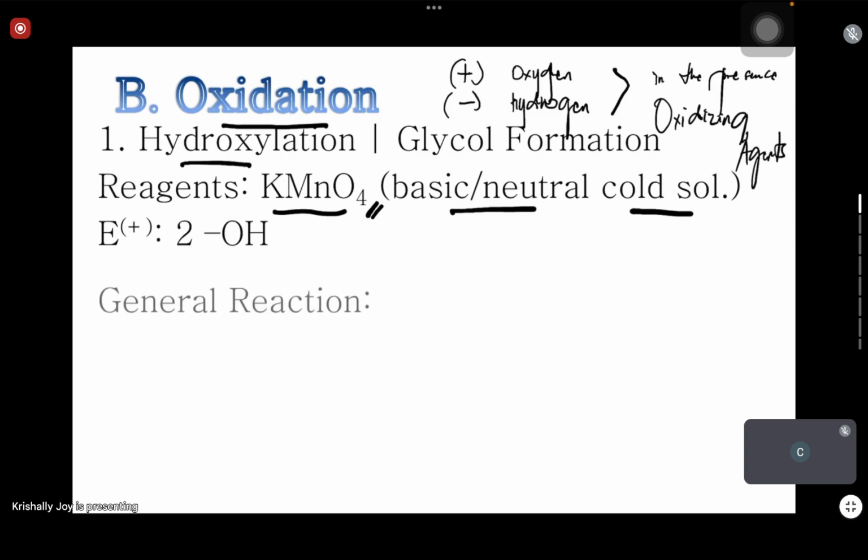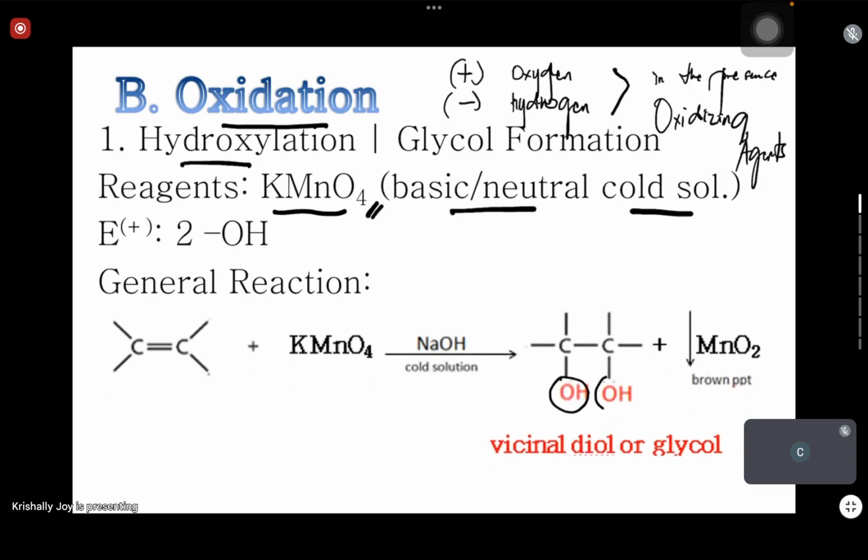After we break the pi bond, OH, OH are being added. Kaya hydroxylation. So you have potassium permanganate. This is the oxidizing agent. And again, the environment should be basic. Diba? One of the good examples of a strong base is sodium hydroxide. Yung mga OH, hydroxides, basic yon na mga solution and should be in a cold solution. So yan yung kumbaga criteria ng environment for hydroxylation to proceed. In the presence of oxidizing agent, dapat basic, neutral, diluted, or cold yung solution.